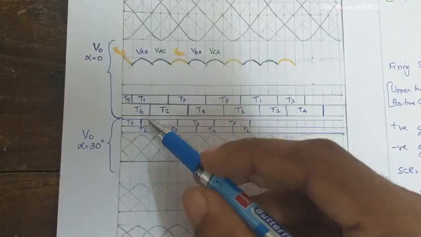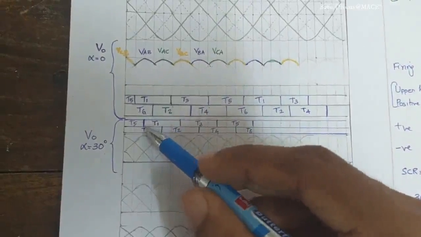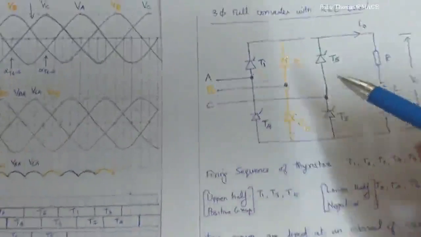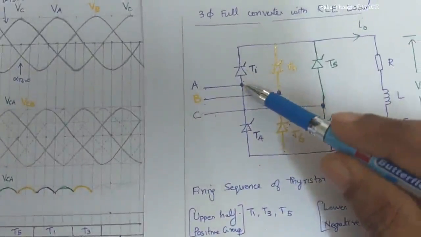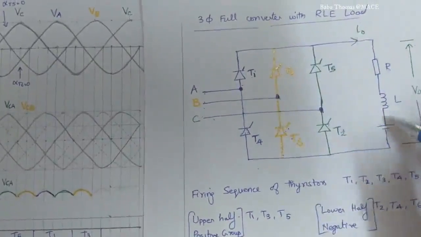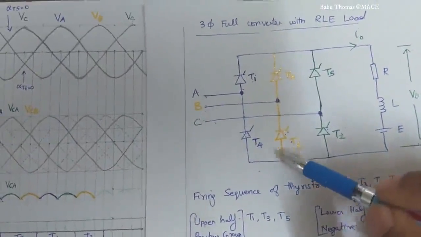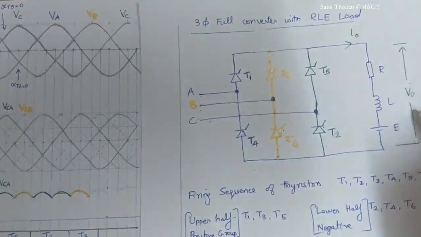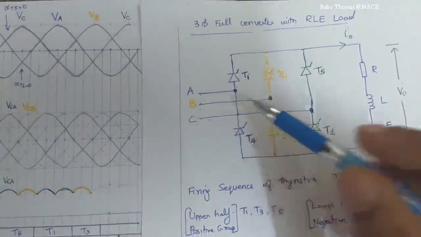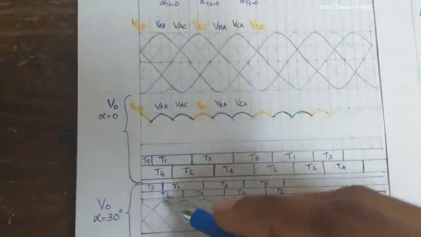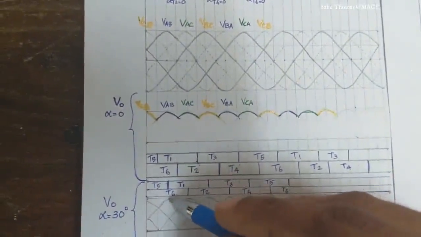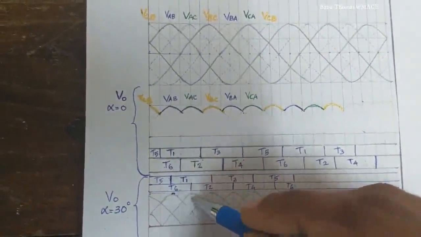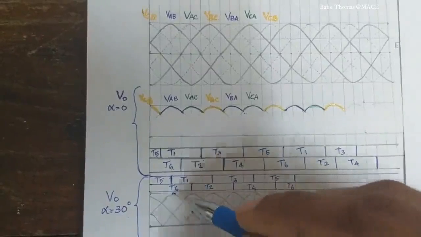Now we have seen that at this instant you are going to fire your thyristor T1. So T1 and T6 are conducting. Now we will see it over here. When T1 and T6 are conducting, it is A, T1, RLE, T6 and point B. So the corresponding voltage which comes across the load V0 is nothing but VAB. So we will be plotting the waveform of VAB during the time when T1 and T6 are conducting, that is from this particular point to this instant.